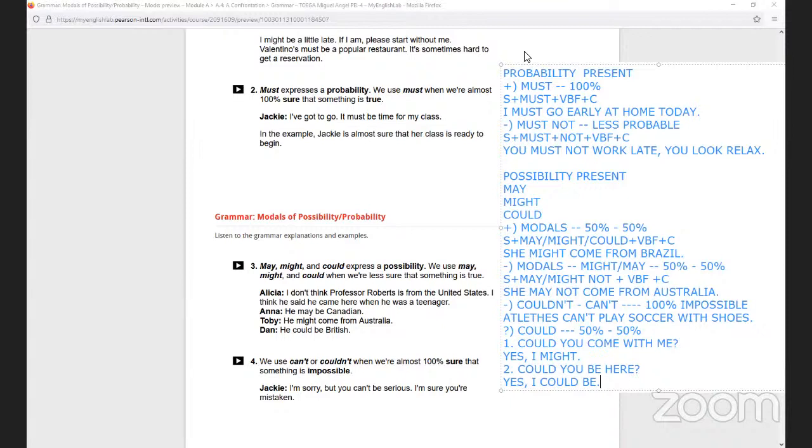En posibilidades, no se usa el can como afirmativo de 50% de posibilidad, ¿no? No, para nada. El can solamente se usa para habilidades de alguna actividad. Exacto, I can play soccer. I can play the guitar. Yes, that's right.